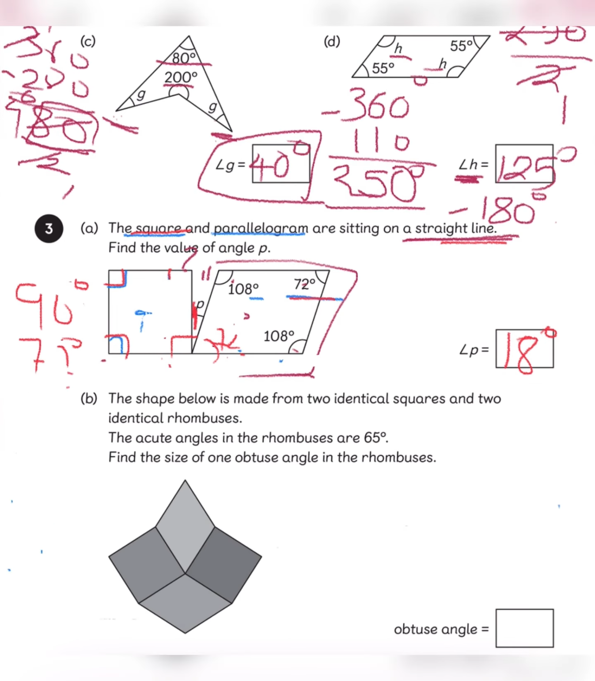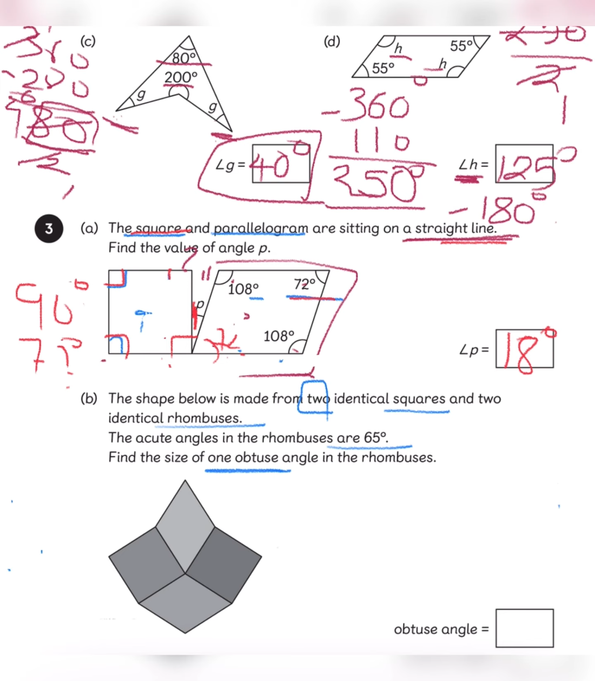Let's look into the last example. The shape below is made from two identical squares and two identical rhombuses. Always remember to underline your keywords. So there are two squares and two rhombuses. The acute angles of the rhombuses are 65 degrees. So the value for the acute angle has been given, which is 65 degrees. We have to find the size of one obtuse angle. Let's start individually to understand it in a scaffolded way.